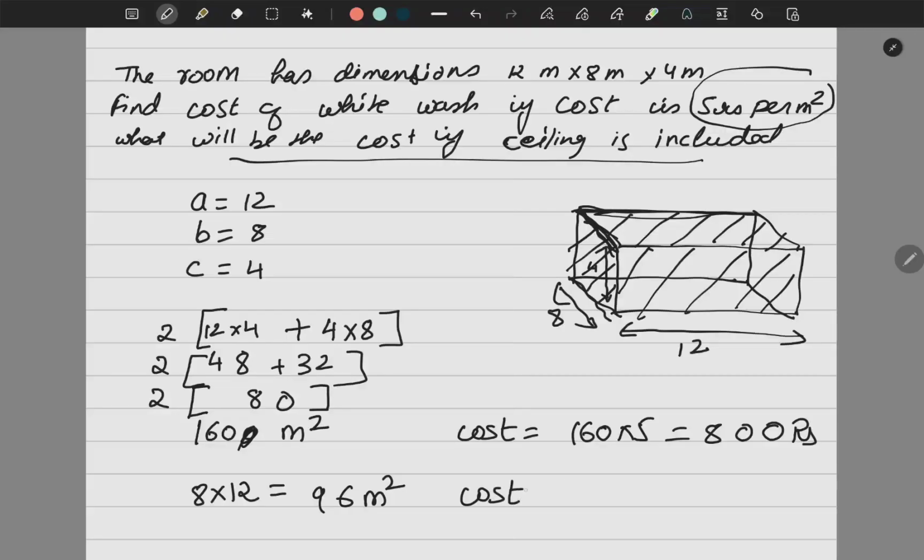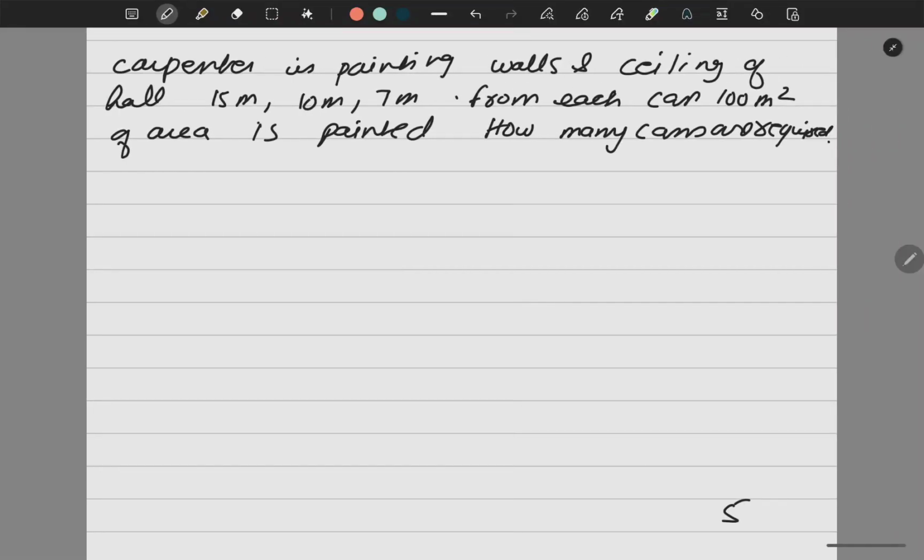So what is the cost? Cost is 96 into 5. 96 into 5 means 480 rupees. If I add up these two prices, what will be the total price? 1280. And this is the answer. Easy. So this is how you have to understand the question and do. Don't mug up the question. Let's move to the next question.